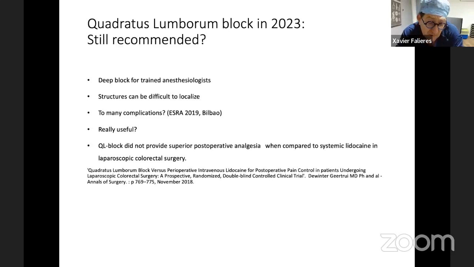In Bilbao, at the European Society of Regional Anaesthesia 2019, they said there were too many complications. Is it really useful? It is not. And finally, the quadratus lumborum block does not provide superior postoperative analgesia compared to systemic lidocaine. Very interesting. That's why I said at the beginning, some studies, especially in Japan, don't believe in the real local effect of those blocks. They say it's the systemic diffusion of the lidocaine which works.